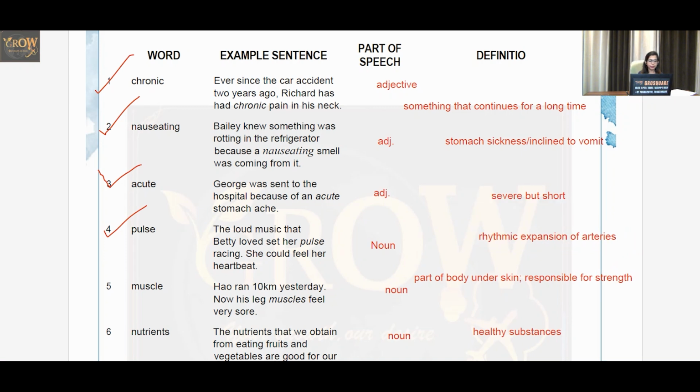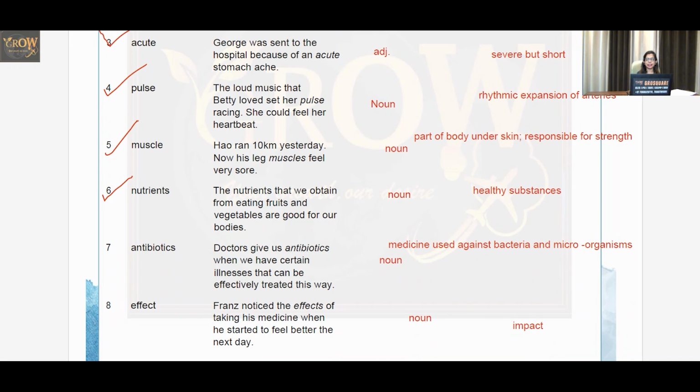Okay. Fifth one, so we are talking about muscles. So what are muscles? So muscles are basically part of our body but under skin, and these are responsible for our strength, right? Sixth one, so this is nutrients. Nutrients means healthy substances. Let's move ahead towards the seventh vocabulary word. This is antibiotics. Now, antibiotics are basically the medicines that are used against bacteria and microorganisms. Eighth one. So this is effect, right? So effect can be written as impact.